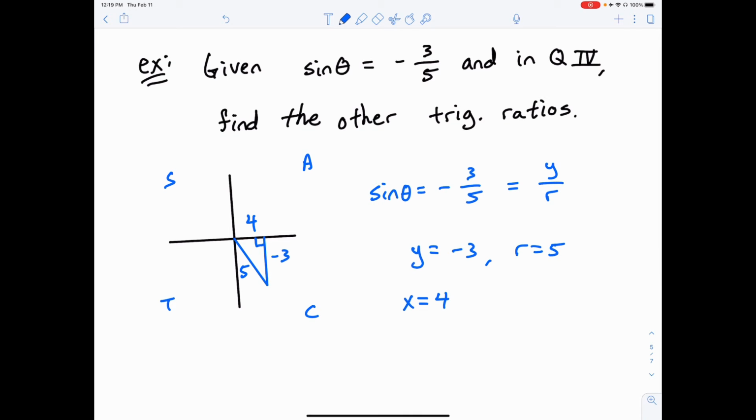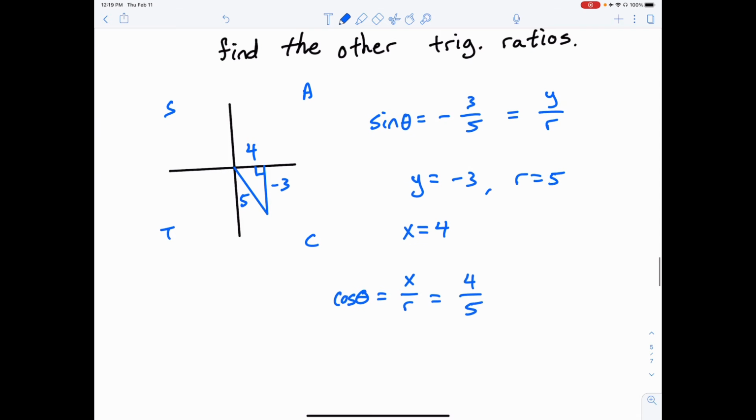We can now easily find the other trig ratios, which means that cosine theta in this scenario, remember, cosine theta was x over r, which means that we have 4 over 5. And lastly, tangent was going to be y over x, which means it's going to be negative 3 over 4. And of course, you can then use all this information to find a reciprocal trig if you wanted to.